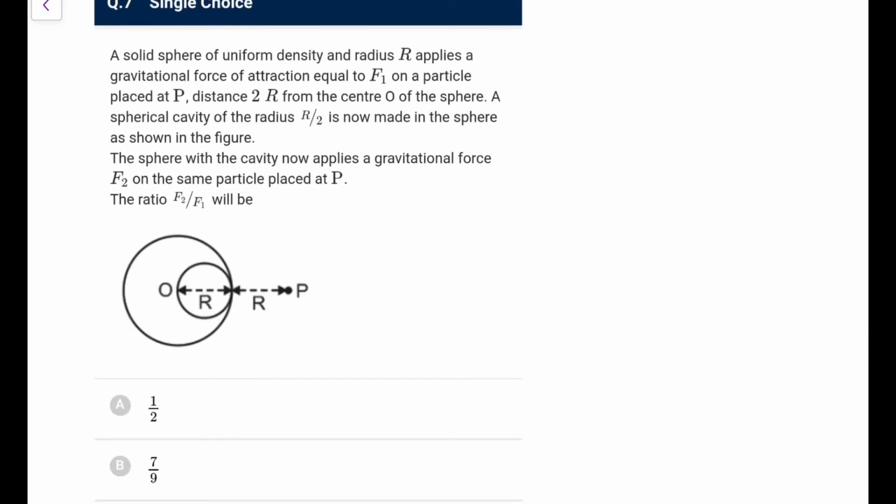A solid sphere of uniform density and radius r applies a gravitational force of attraction equal to F1 on a particle placed at P, at distance 2r from the center O. A spherical cavity is now made. The sphere with the cavity now applies a force F2. The ratio of F2 by F1 is? First of all, what would be F1? F1 you can directly write as G total mass upon 2r whole square, that is GM by 4r square.